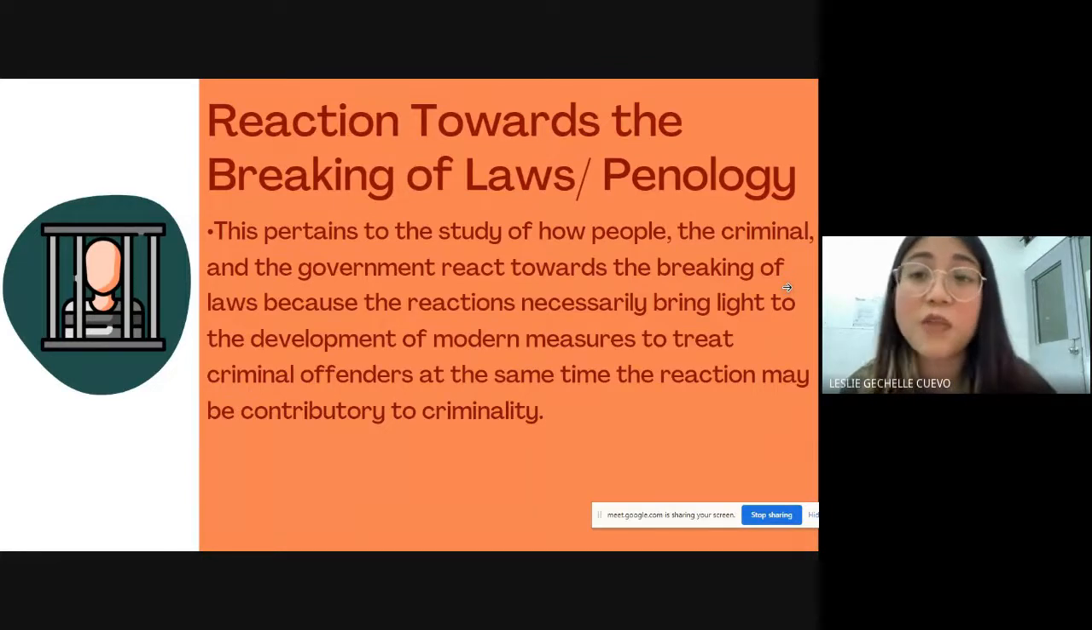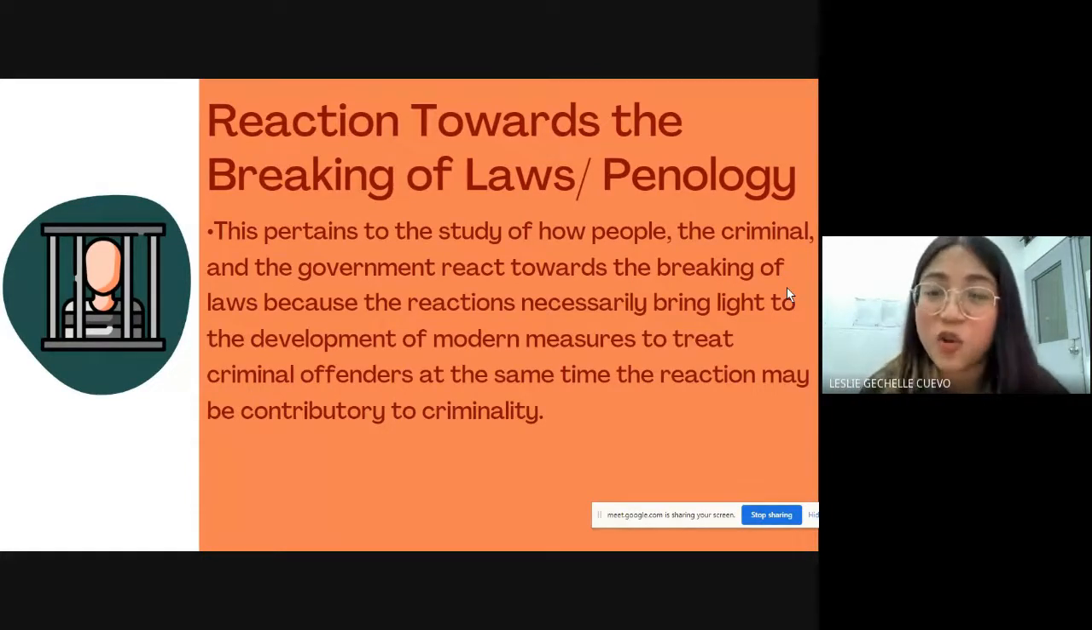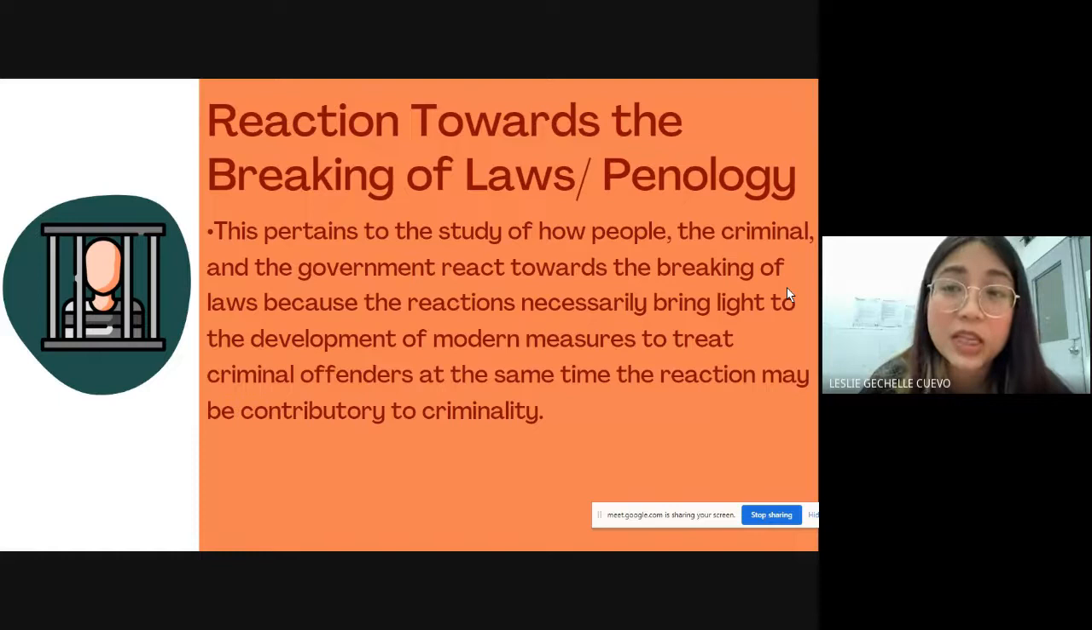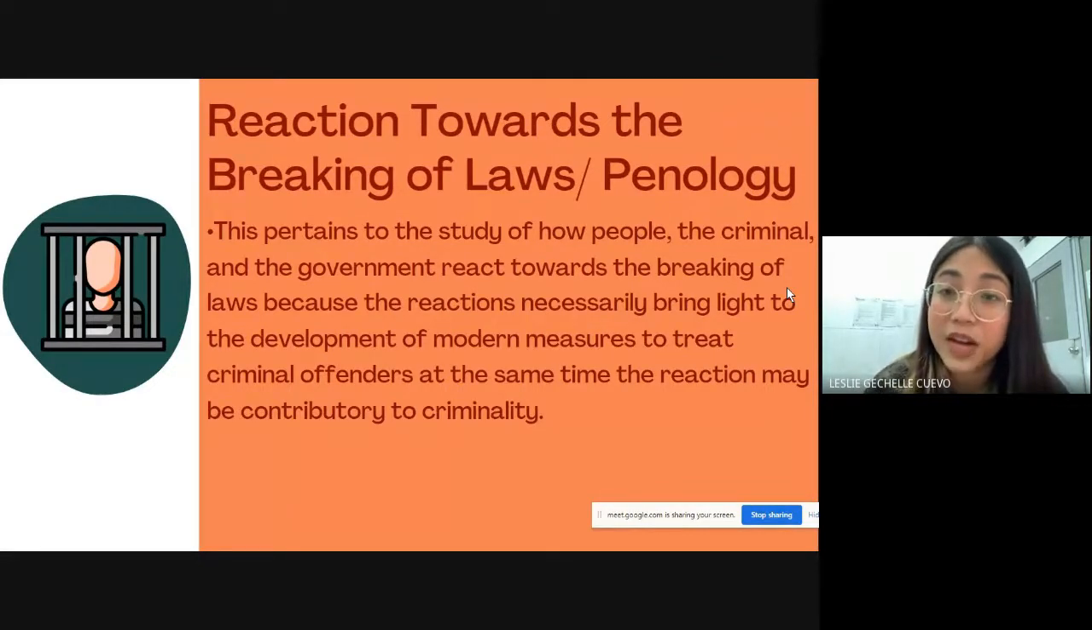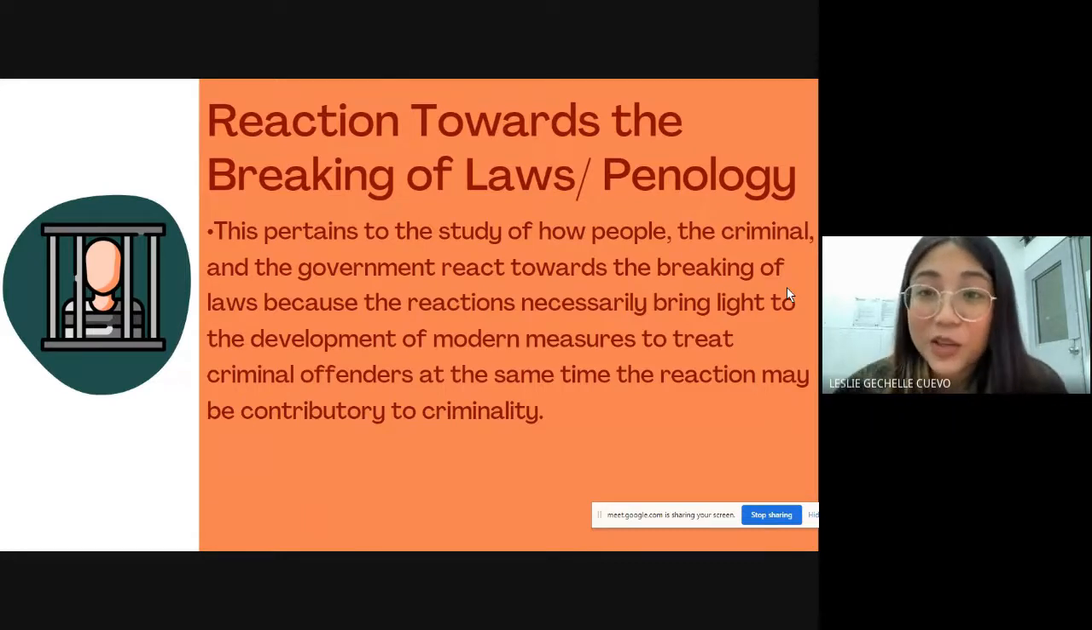And the third scope of criminology is the reaction towards the breaking of laws or penology. Anong ginagawa natin kapag meron ng nakalabag sa batas? So this pertains to the study of how people, the criminal, the government reacts towards the breaking of laws because the reactions necessarily bring light to the development of modern measures to treat criminal offenders. At the same time, the reaction may be contributory to criminality.